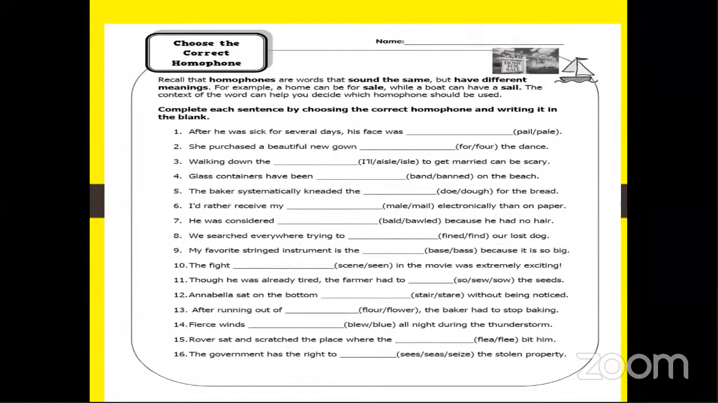Rover sat and scratched the place where the dash bit him. So F-L-E-A. F-L-E-A is that insect. The government has the right to dash the stolen property. Is the last one, can you say the last word? S-E-I-Z-E. Seize. That means to take away. So the government took away because it was a stolen property.